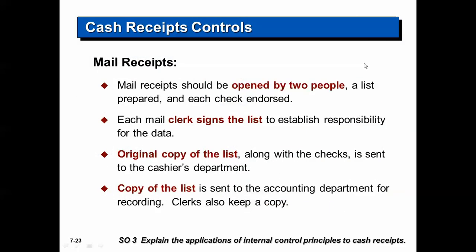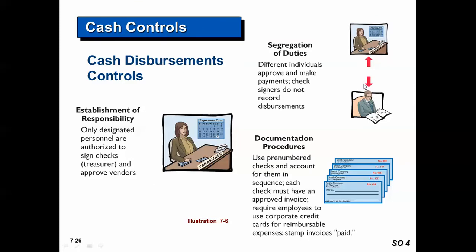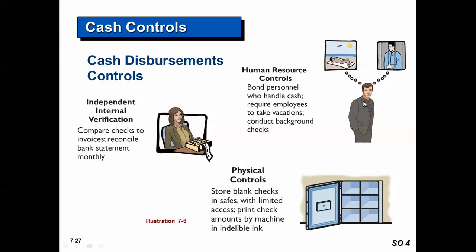Okay, so cash receipts control, if we're getting cash coming in the mail, well, the mail should be opened by two people, a list prepared and checked, and each one signs off that that was the exact amount of cash that was received. Other cash controls for disbursement. This is when we pay out cash. Again, the same thing. We establish responsibility for one person, we segregate the duties, and we document the procedures. And again, we have an independent verification. Whoever is responsible for paying bills, we require them to take vacations and rotate jobs. Okay, so that's it for that chapter.